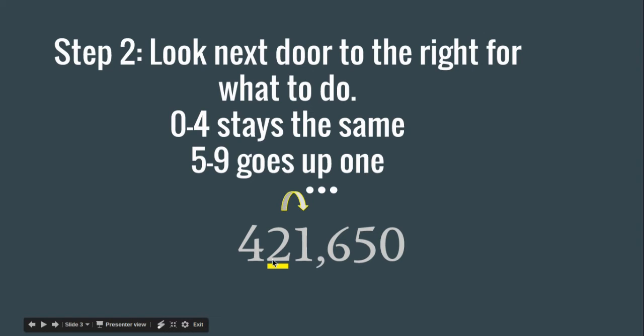Now we're going to look next door to the right for what to do. So we look at the 2, we underline it, we look next door, which gives us a 1. If the number is 0 to 4, the 2 is going to stay the same. If this number was going to be a 5 to 9, it's going to go up 1. It's going to make the 2 change to a 3. So we look next door and we have a 1. So 1 is between 0 and 4, so it's going to stay the same.